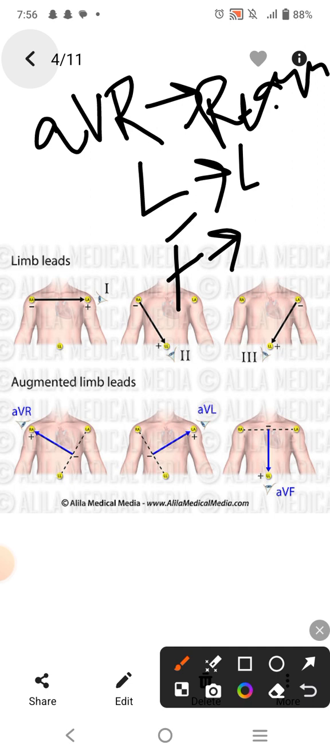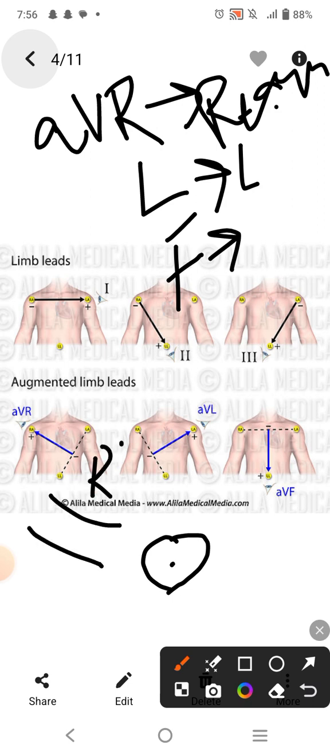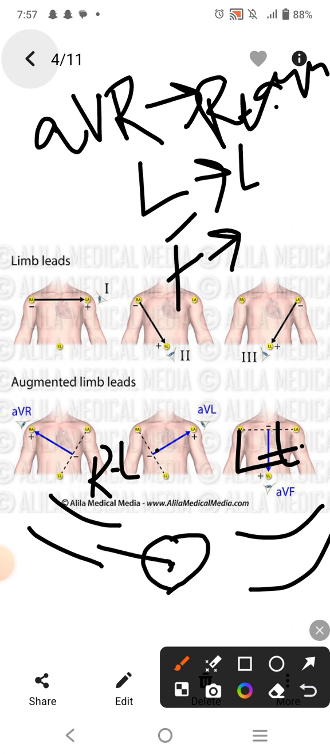If this is a person's heart, we consider a central point in the heart and then record the signals from that central point. If this is the right arm and this is the left arm of the person, in the case of AVR we record the signals between this central terminal, which we consider as the negative electrode, and the right arm, where the positive electrode is placed. In the case of AVL, we record the signals between the central point, taken as negative, and the left arm, where the positive electrode is placed.